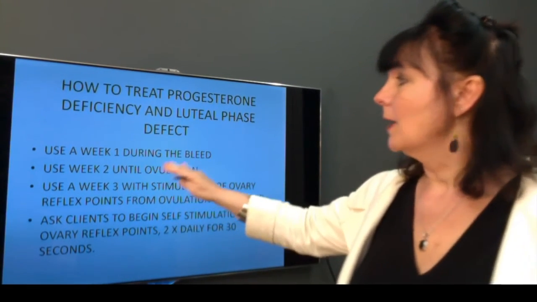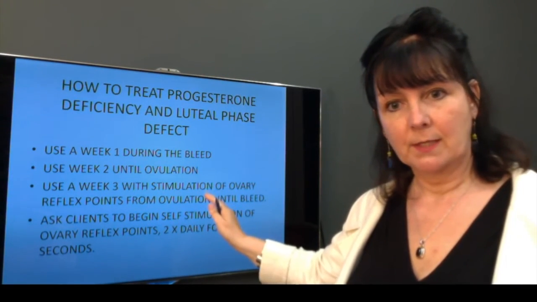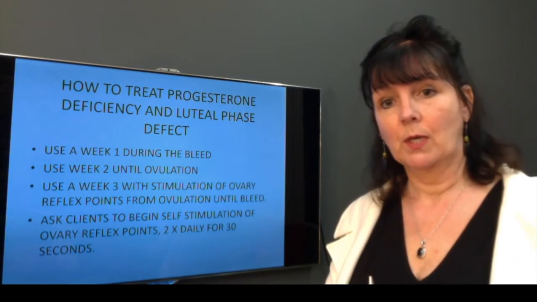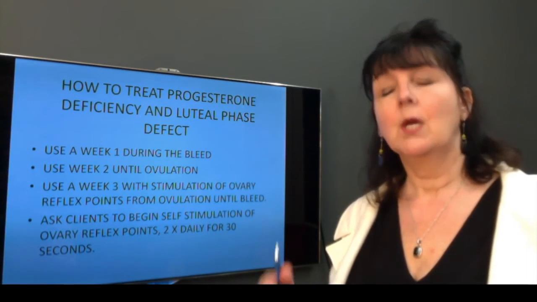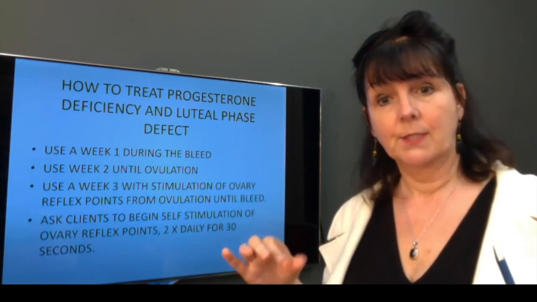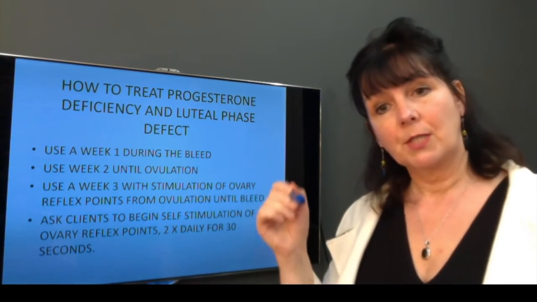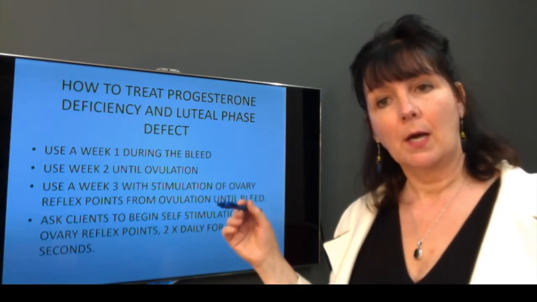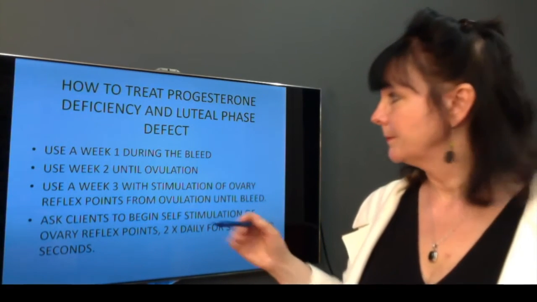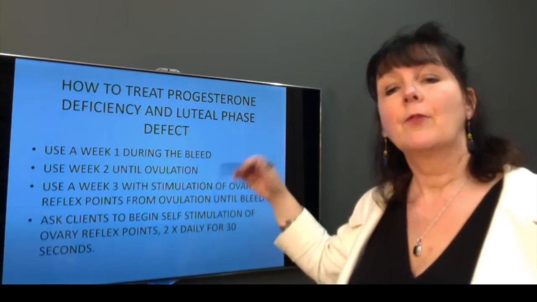Week 2 until ovulation has taken place, and then as soon as your clients have ovulated, we want to stimulate the ovary reflex point again in exactly the same way as when we were trying to encourage ovulation. When we were encouraging ovulation, we were encouraging follicles to develop in the ovaries. When we're working with progesterone deficiency or luteal phase defect, what we're encouraging is the corpus luteum that is left behind in the follicle once it's ruptured to produce more progesterone. So we use exactly the same process, but you would continue to stimulate from ovulation until bleed has started.